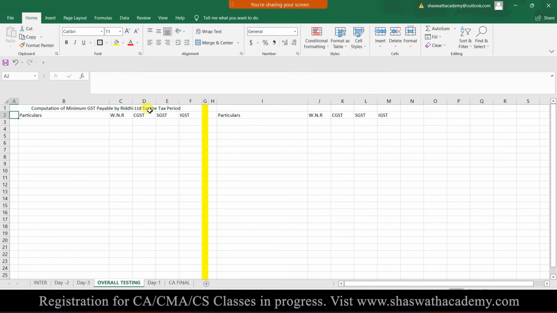See, this is a simple question. Since it is given in the RTP, I am proceeding. Sir, what is this working note for, sir? See, listen carefully, visualize what I am going to say. First is output tax payable. So GST liability on outward supply.